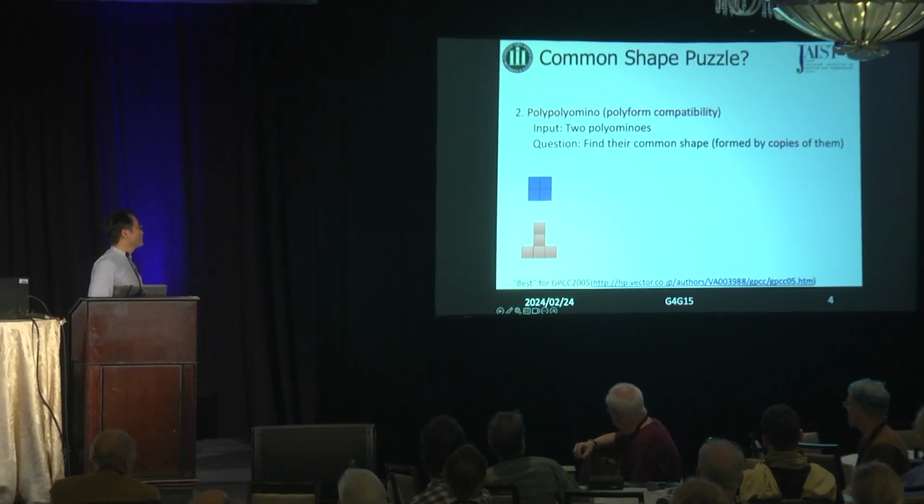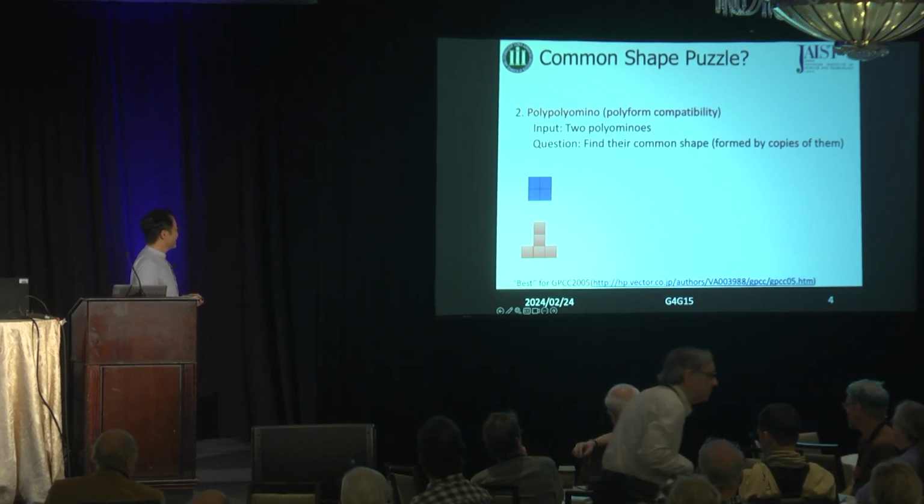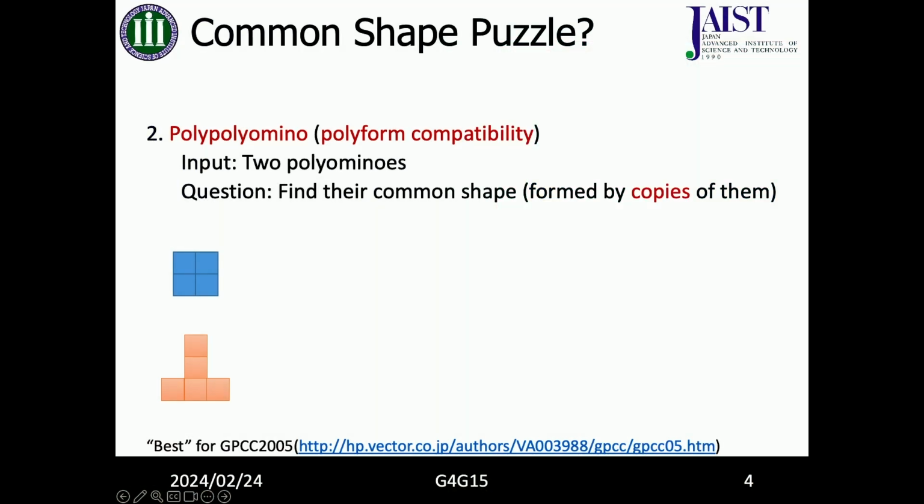And another common shape puzzle is sometimes called polyomino or polyform compatibility. This time, you are given, say, 2 polyominoes, this square and this T shape, and you'd like to form the same shape using these 2 pieces. But this time, you can make many copies. From the square, you can make many copies of the squares and make some form, which should also be formed by many copies of this T shape. Can you imagine that?